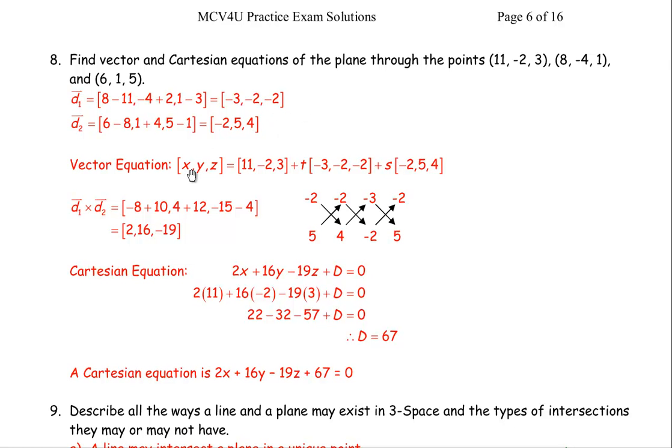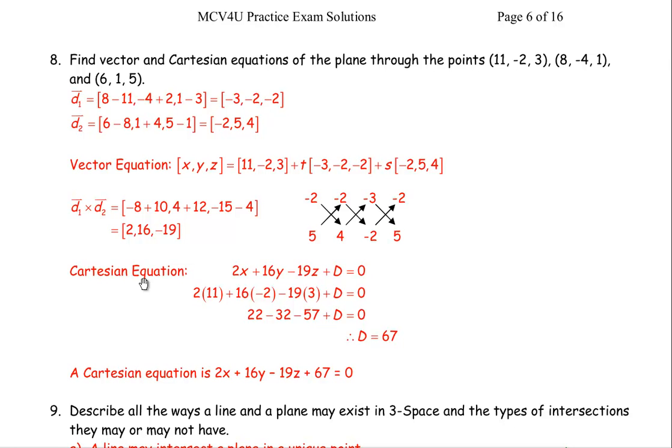So to write the vector equation, it's x, y, z, or some people write r here, equals. At the beginning is the position vector of a specific point in the plane. I used 11, negative 2, 3. You could have put 8, negative 4, 1, or 6, 1, 5 here. It wouldn't matter. But plus t times one of the vectors in the plane plus s times another vector in the plane. So that's a vector equation, one of many possible ones.